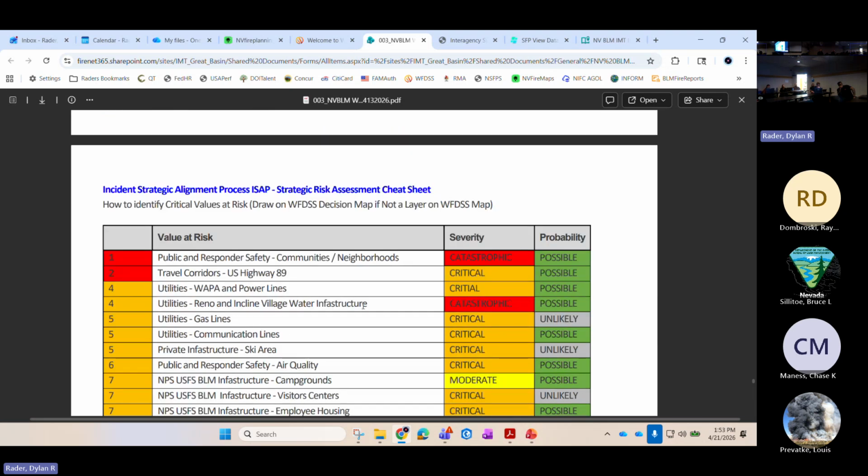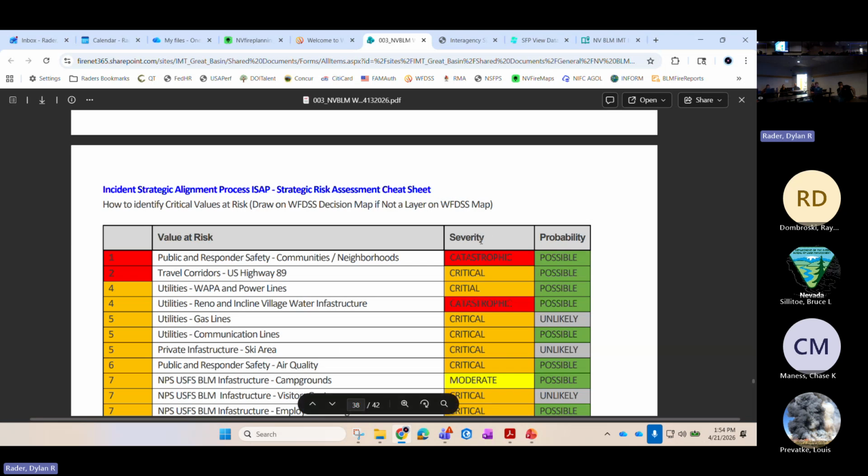Because as a plans chief, I need it because I'm putting together my incident objectives for the IAP. But as a strategic operational planner, if I'm wearing that hat, I need that because then I can sit down with my ops chief and say, okay, here are the values that we need to protect. Here's the priority coming from the agency administrators. Put them on a map. Get your division supervisors around the table and let's start coming up with a plan for how we can protect these values at risk, knowing that these are the priority.